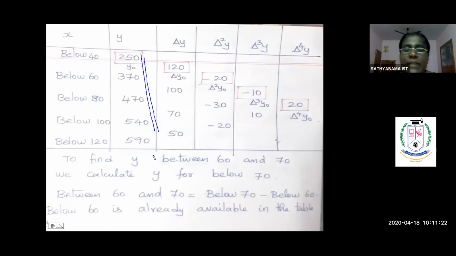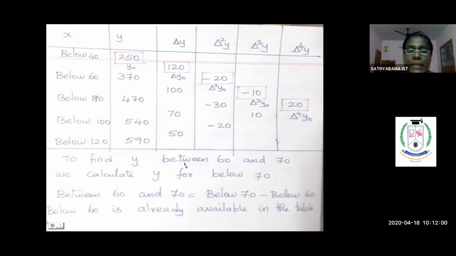So here I have 5 entries. So up to del power 4, I am having the entries. As usual, I am going to apply Newton's forward difference formula. Why forward? Just see the explanation here. I need to find out between 60 and 70. So I have below 60 in the given problem itself. I want below 70. If I calculate below 70, then if I subtract below 70 minus below 60, I'll be getting the entry between 60 and 70.